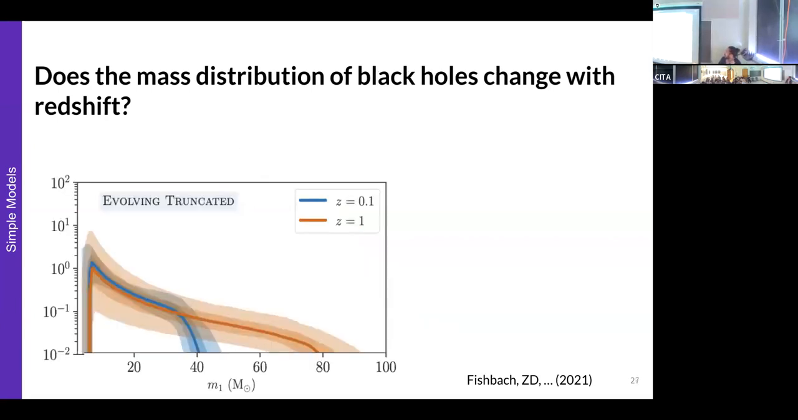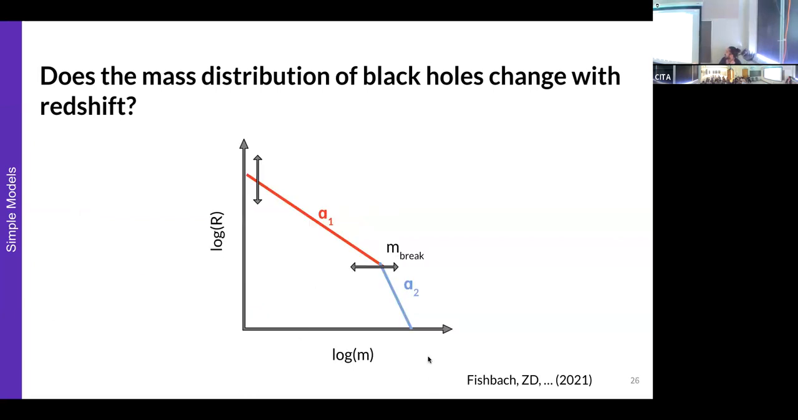So the first test we did was we said, let's just make this alpha-2 right here very steep. So essentially, this is going to just cut off right at m break, and we'll let m break move as a function of redshift. What do we find?